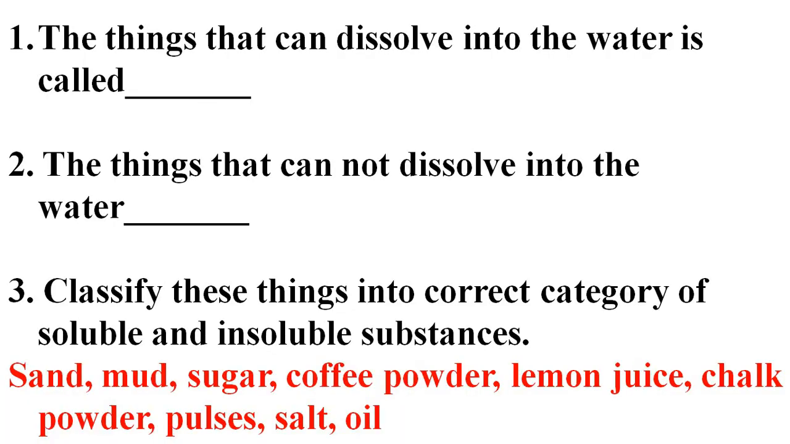Now your practice time. Question number 1. The things that can dissolve into the water are called dash. Question 2. The things that cannot dissolve into the water are dash. Question number 3. Classify these things into the correct category of soluble and insoluble substances. Things are sand, mud, sugar, coffee powder, lemon juice, chalk powder, pulses, salt, oil.